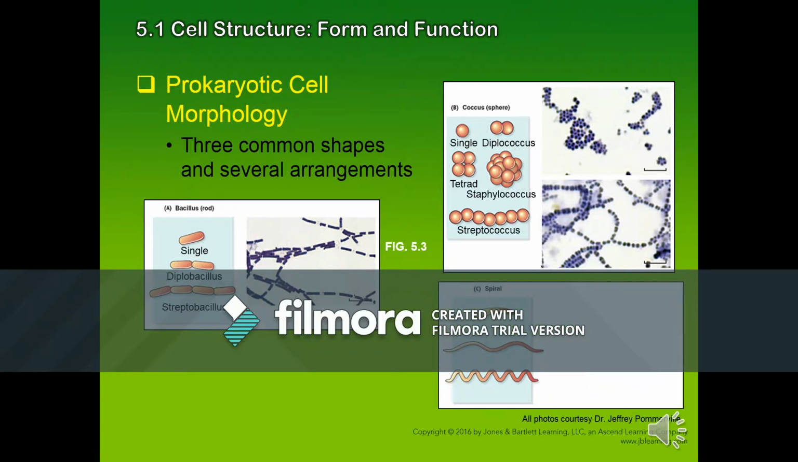And now the last type would be the spiral bacteria. Those could either be single curves, which would be called a vibrio, or a couple of curves, which is a spirillum, or a bunch of curves, which is a spirochete. Okay, so your 3 types of bacteria: your bacillus, your cocci, and your spirals.